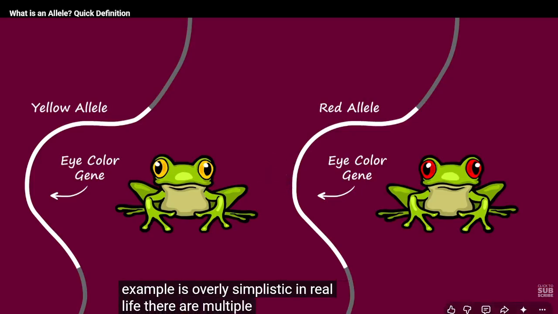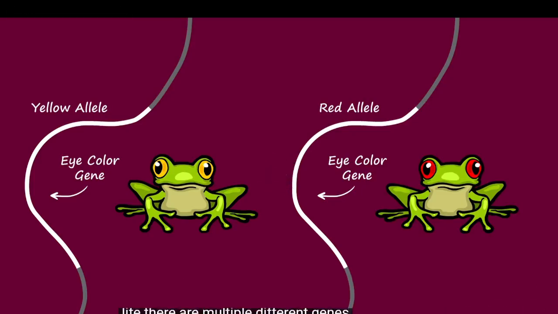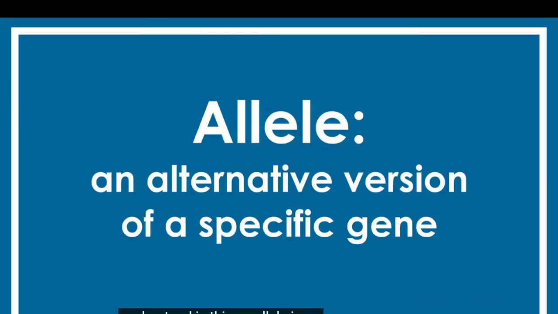In real life, there are multiple different genes and sometimes environmental factors that all play together to determine an animal's eye color. Also, most animals have 2 copies of their own DNA, meaning that a single animal can actually have 2 different alleles, or 2 different versions of any given gene, in its own genome. Furthermore, most alleles don't have any actual effect at all on a creature's observable traits, but don't worry about any of these technicalities for now. The important thing to understand is this: an allele is an alternative version of a specific gene. That's it.